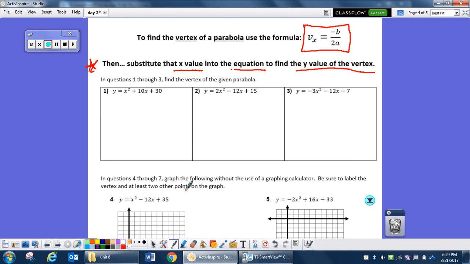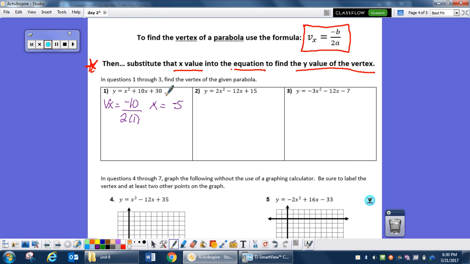So the first 1 and 2, you just practice calculating the vertex. So I'm going to write v of x, okay, and it's the opposite of b, so that would be the opposite of 10, which is going to be -10, divided by 2 times 1, because that's a. So remember, b is always in front of the x, a is always in front of the x squared. If I were to do that division, my x-coordinate is going to be -5.